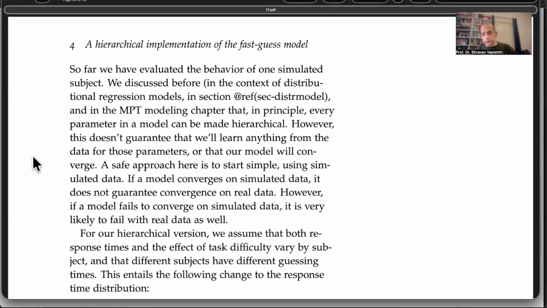The last topic that I will cover in this lecture relates to the hierarchical version of the fast-guess model. But before I get into that, it may be useful to quickly review where we are at and what the previous model was that I discussed, because there are many moving parts. It's important to get everything straight in your mind to see how the model comes together.